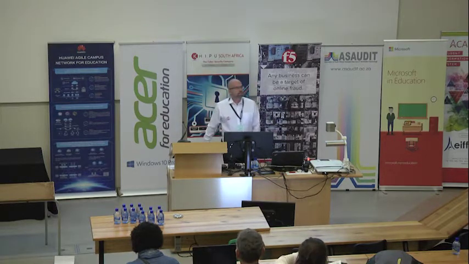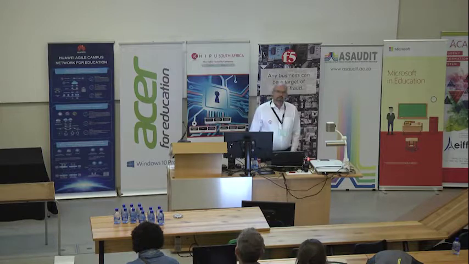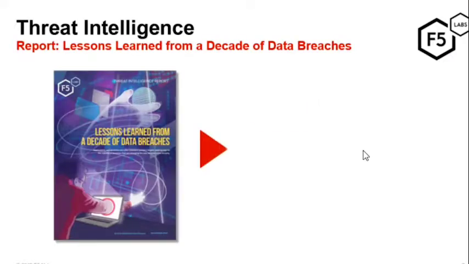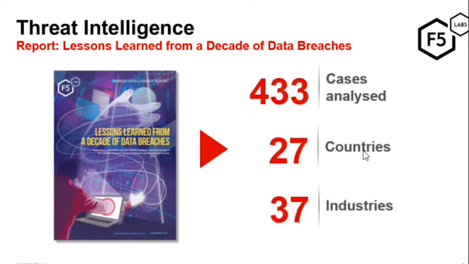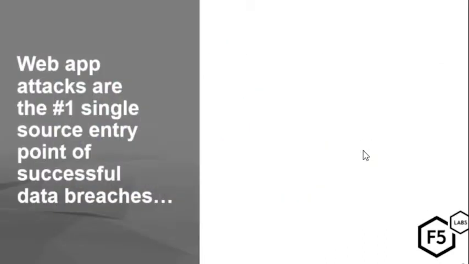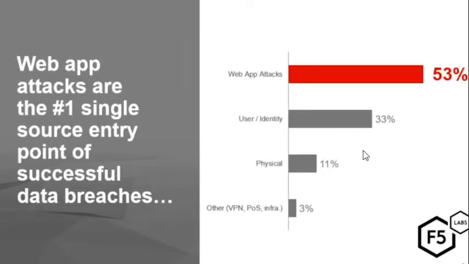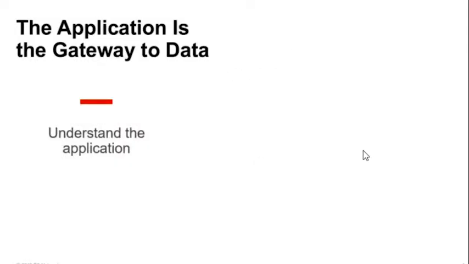We have a threat intelligence report for which we looked at data over the last decade. From that, we analyzed a whole lot of cases across countries in a multitude of industries, including tertiary institutions. And we found that web attacks are the number one cause and single point of breaches in our infrastructure. 53% of attacks have happened in the web application space, followed by 33% in the user credential space. Why is this? Well, it's clear and simple. It's because applications are the gateway to your data.